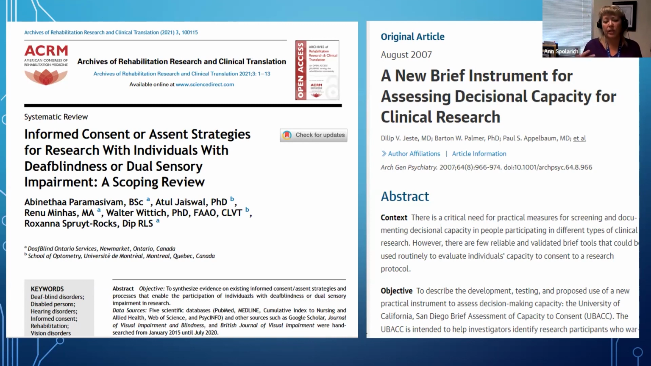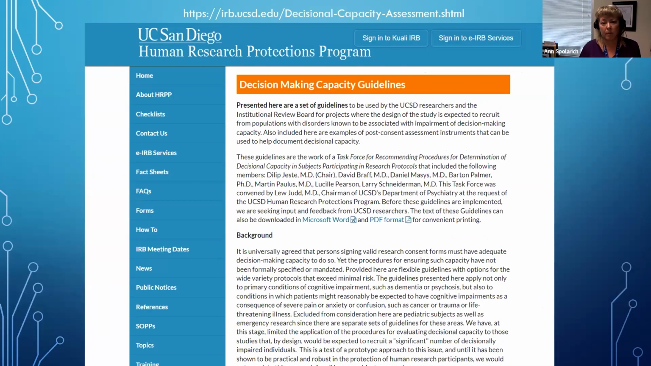I think it's really informative to just be aware that they're out there, and to do a little bit of a deeper dive on your own, in your own discipline and in the population you're going to be working with. But I also like to give you some practical guidance.